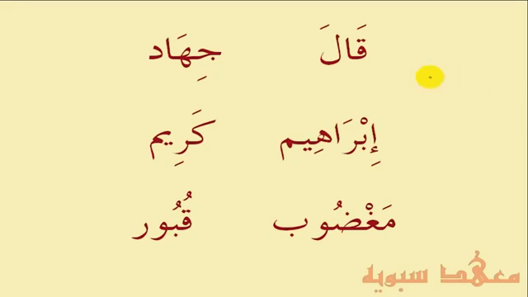First one here is qala. Notice the elongation of the A sound. Qala. Not qala, qala. So we have the fatha on the qaf, followed by the alif. Next word is jihad. So we have here ji, that's the first syllable, and then had, jihad. So you notice here we have a fatha on the ha followed by the alif, and that gives the elongation of the A sound. Next word, Ibrahim.